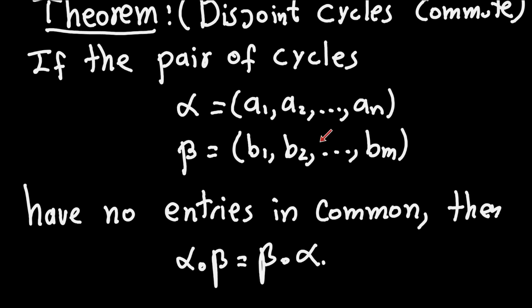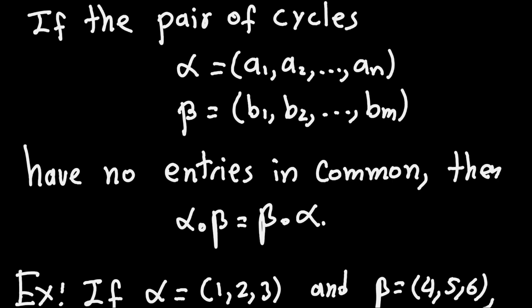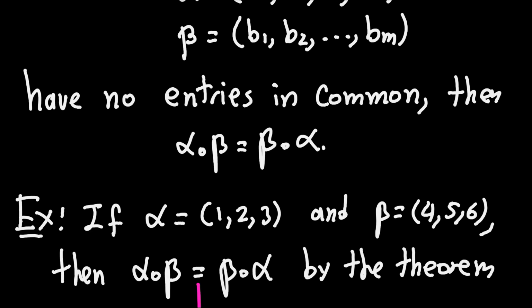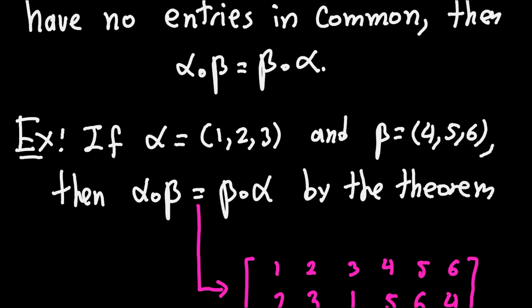And they are disjoint. What that means is these numbers here, A1 through AN, are completely different from these numbers here, B1 through BM. So they are disjoint. There are no common numbers here. If that is the case, if they don't have common elements, then they do commute. Alpha composed with beta is equal to beta composed with alpha. Assuming that they have nothing in common in the cycle decomposition, they will commute.